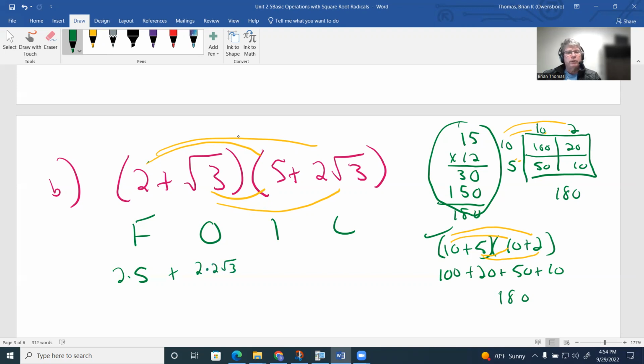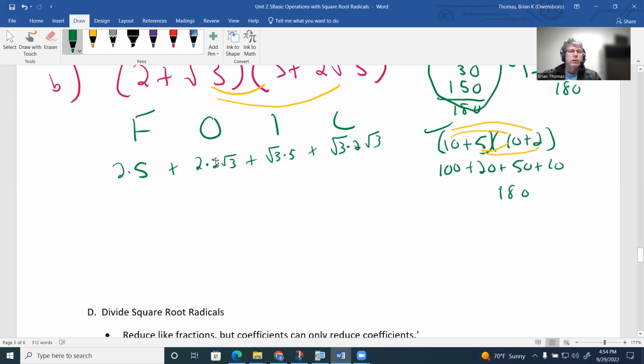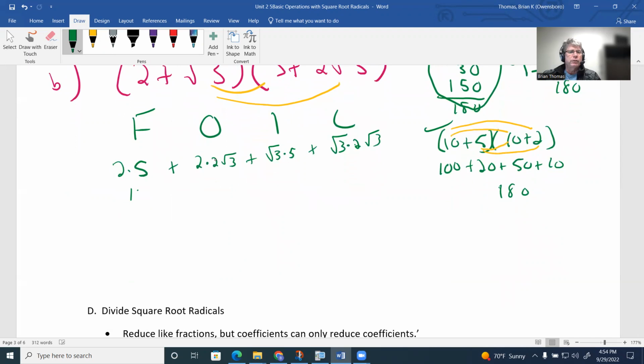And then we move to the inside. The square root of 3 times 5 becomes our next move. And then those are considered our inner terms. And then the square root of 3 is then multiplied by 2 times the square root of 3. That becomes what we call our last terms. So what we have are 4 little individual problems we have to work out. So 2 times 5 is going to be 10. That's not so hard. 2 times 2 times the square root of 3, that's going to be pretty easy. That's going to be 4 square root of 3.